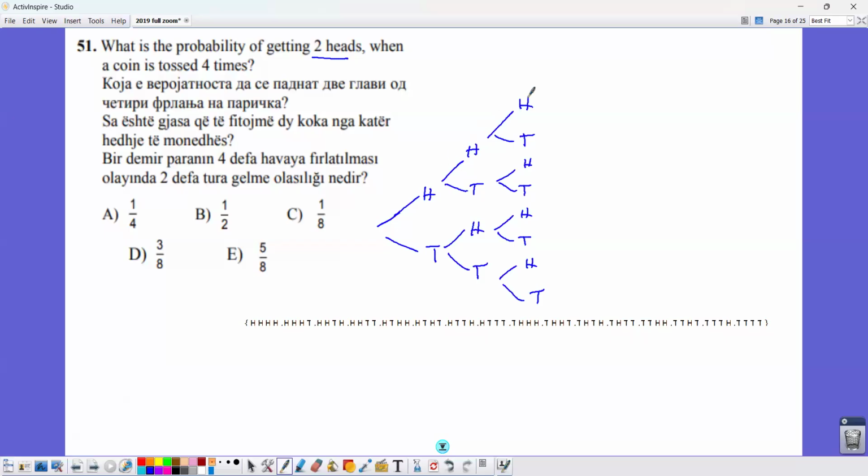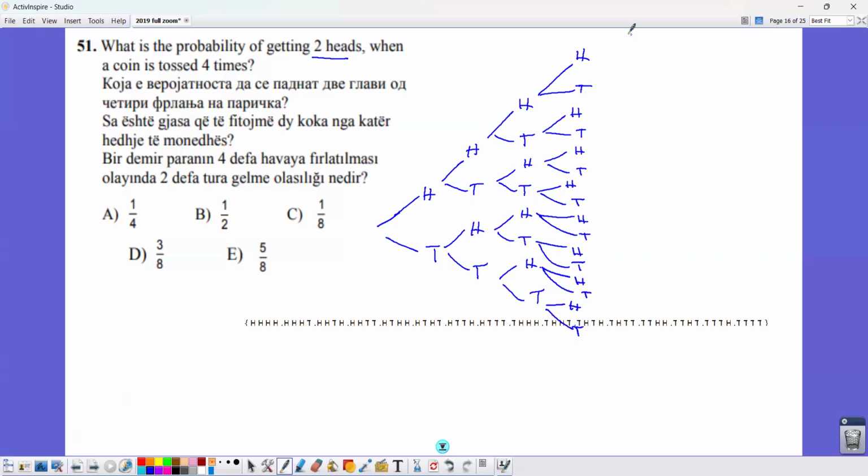Then this is first, second, third, and fourth one, head or tail for each of them. For each one, you have 2 options. Then I'm writing all the possibilities.